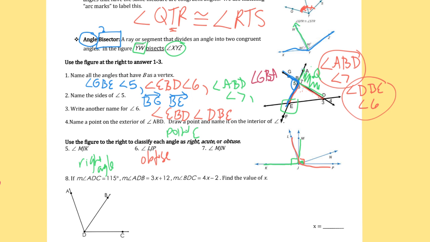Okay, and then the last one here is going to be MJN. So MJN, that's right here. So this angle formed is going to be acute. Okay, so knowing their words is going to be helpful.